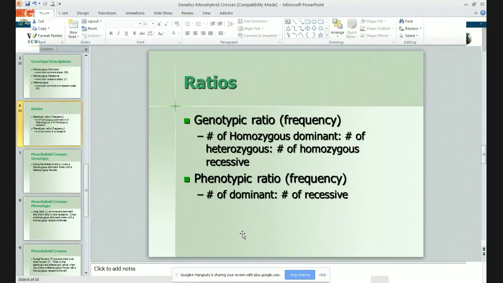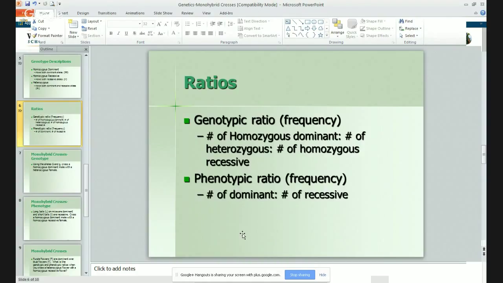Even if a number is 0, you still have to put it in there. Because if you just have a 2-to-2 ratio, I don't know, is that 2 homozygous dominant to 2 heterozygous, and then no homozygous recessive? Is it 2 heterozygous, 2 homozygous recessive, and no homozygous dominant? So if you have a 0 in these ratios, you have to put them in as a placeholder. We'll talk about that when we do the problems tomorrow, but just keep that in your brain.